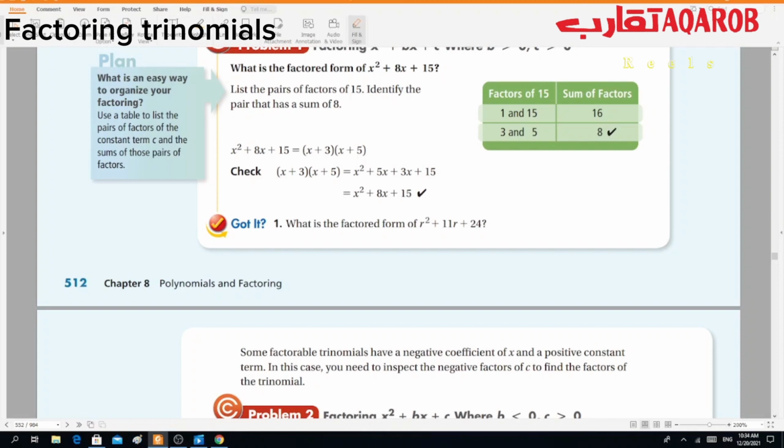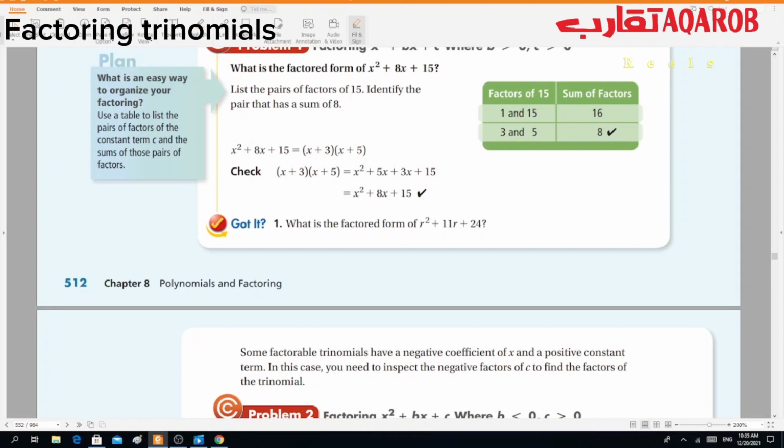Which sign decides if this sign is positive or negative? Actually, the sign of the second term, which is the sign of 8x. The sign of 8x, the second term, will decide if these two signs are positive or negative. How do I know that these two signs are the same signs? Since, miss, the last sign is positive for the trinomial. So here, since it's positive, for sure the two signs are positive.